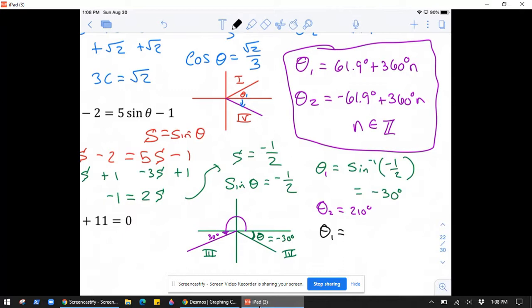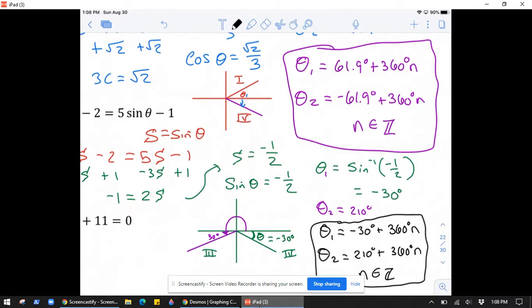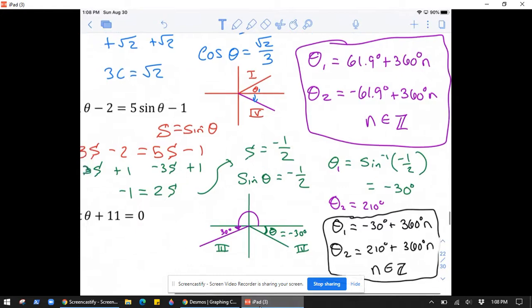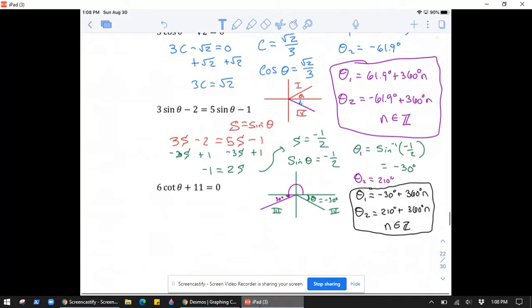Theta 1 equals -30 degrees plus all multiples of 360. Theta 2 equals 210 degrees plus all multiples of 360, so long as n is an integer. And let's finish with this last example.